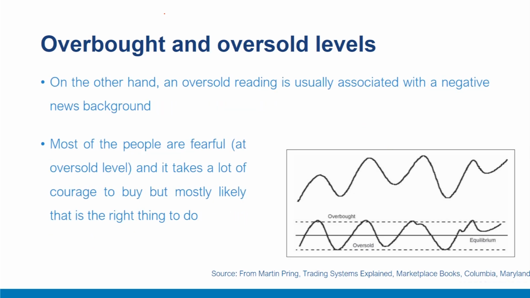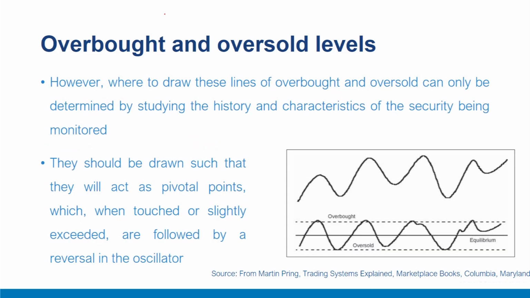On the other hand, an oversold reading is usually associated with a negative news background. It is difficult to make a buy decision, but very often that is the most right and opportune time to make a buy decision. In view of the variability of indicators such as ROC, there is no hard and fast rule about where to draw the overbought and oversold lines.